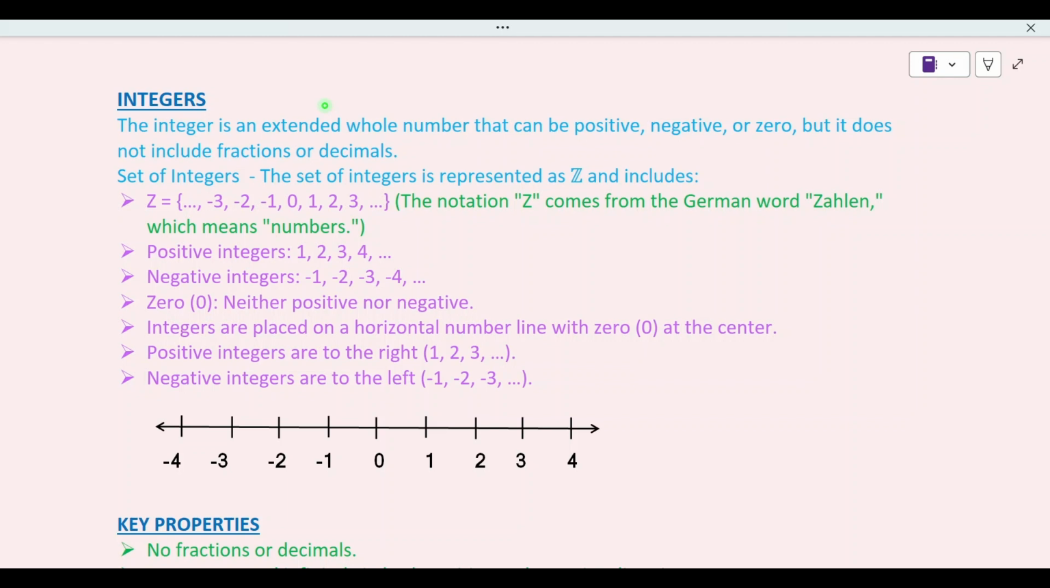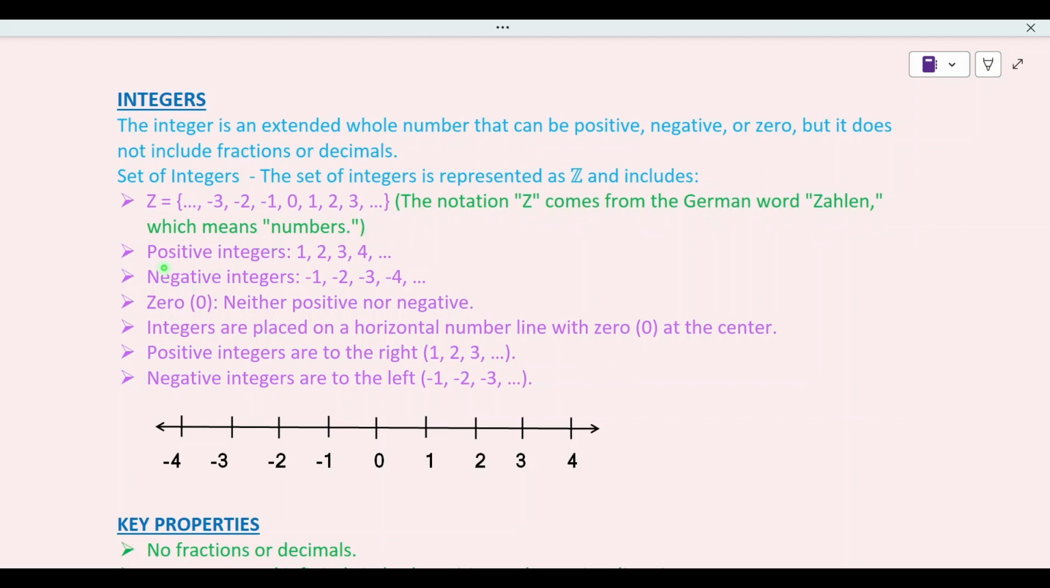Moving forward, we will now talk about an essential component of the number system, which is called the integer. An integer is an extended whole number that can be positive, negative, or zero, but it does not include fractions or decimals. The set of integers is represented as Z. An interesting fact is that the notation Z comes from the German word Zahlen, which means numbers.